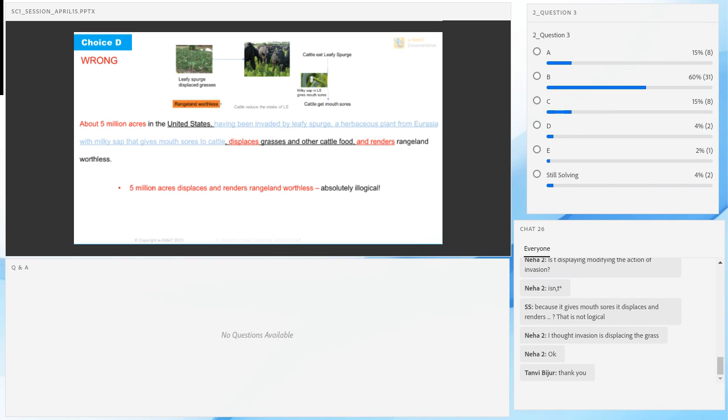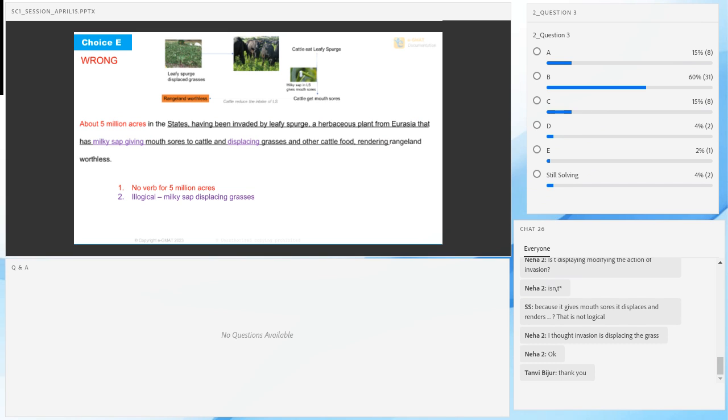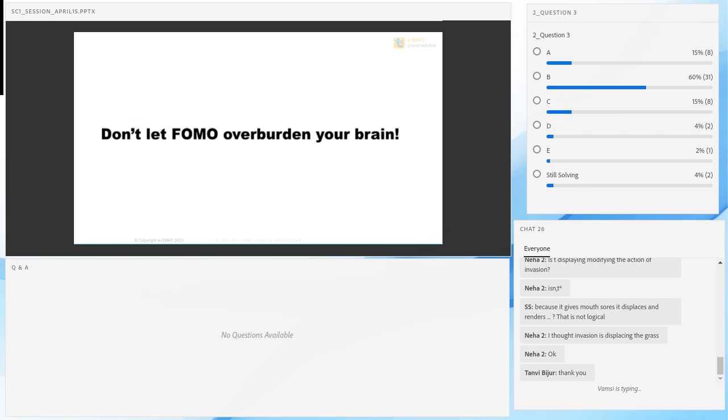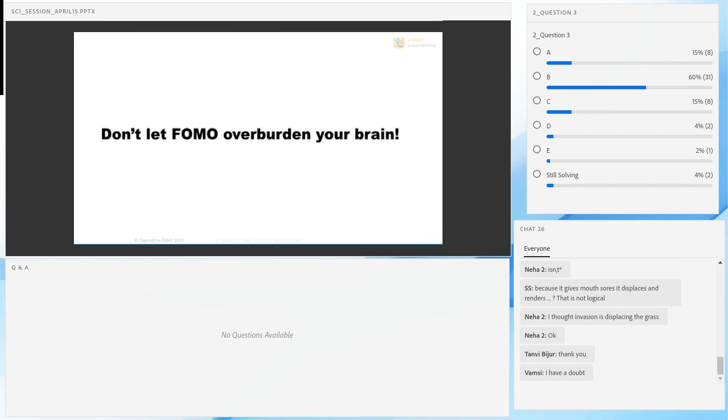But in choice A, we figured that out because of the verb-ing issue. Verb-ing needs to make sense with the subject. Here, the subject itself is 5 million acres for displaces and renders, and that is illogical. Choice E is wrong because there is no verb for 5 million acres. And again, milky sap displacing grasses doesn't make sense. So if you look at this sentence, the main thing over here is visualizing the meaning.